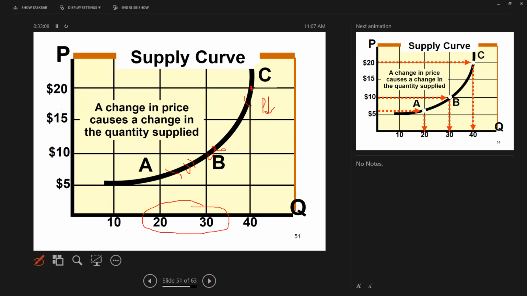That would cause us to move down the supply curve when we decrease price from 20 back down to 10. And that would cause a decrease in quantity supplied from 40 to 30 CDs per day.